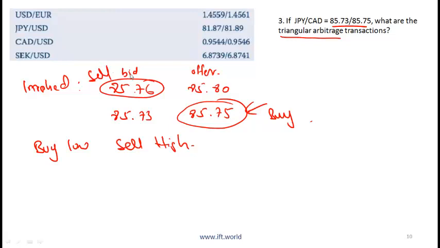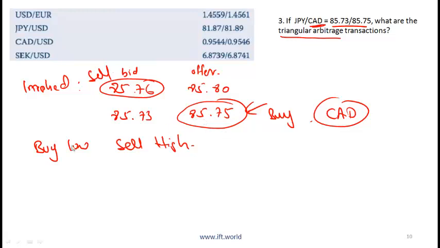A bid price means that this is how much the dealer is willing to buy. So the dealer is willing to buy, that means you can sell at 85.75. So what are the set of transactions that you would do? Note that the base currency that we are talking about here is the Canadian dollar. So whenever we talk about buying or selling, it is in the context of the base currency, and the price of the base currency is in Japanese yen over here. So Japanese yen is the price currency.